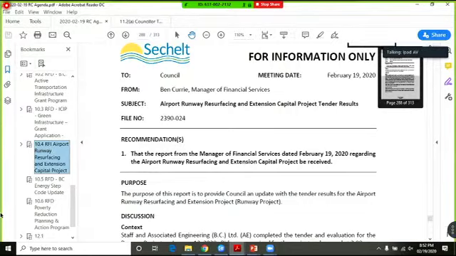Councillor McLean? Yeah, so I'm in support of this, but we're kind of a victim to history here. This used to be a shared airport between Sechelt and Gibsons, and at some point, Gibsons got out.